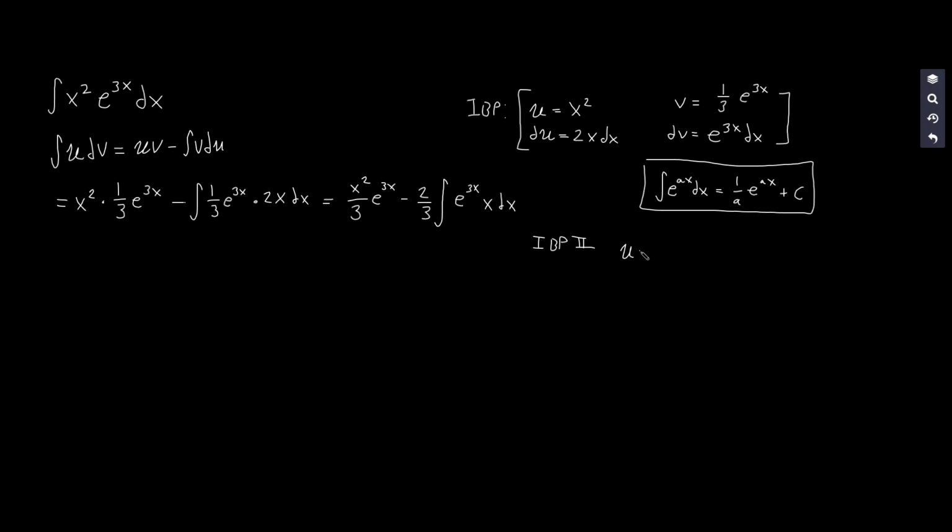Well, u in this case is going to be the algebraic term, which is x. dv is going to be e raised to the power of 3 times x dx. du is going to be, let's see, the derivative of x, which is just 1 dx, whereas the integral of e raised to the power of 3 times x is going to be 1/3 e raised to the power of 3x. All right, and then we're just going to set this up again here.